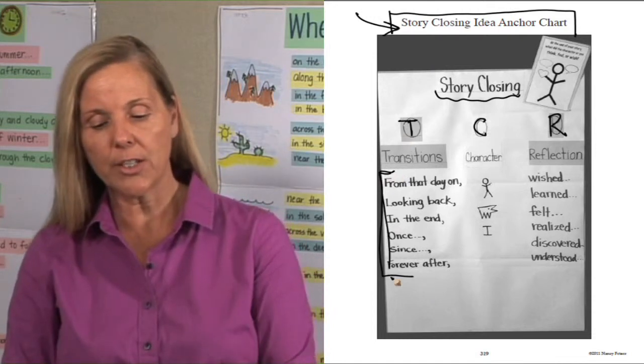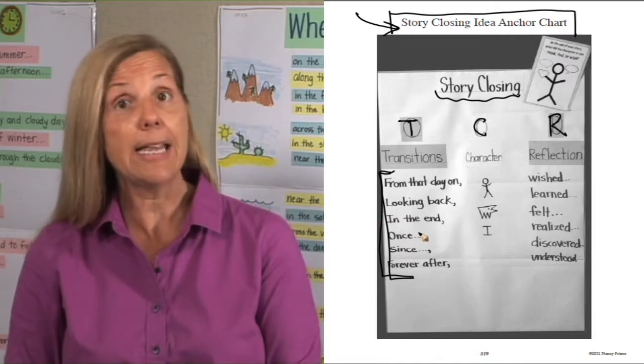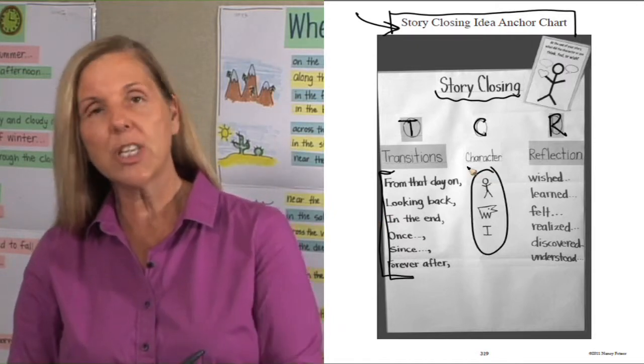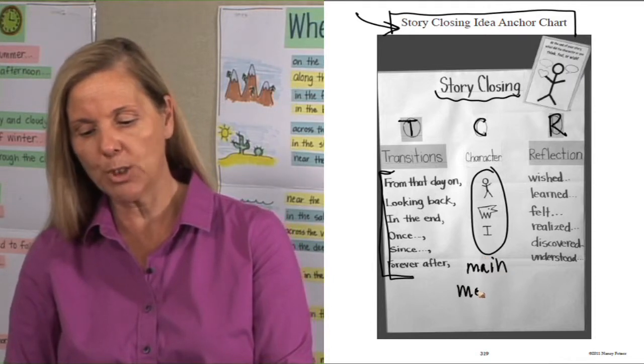Many transitions are listed here for children to choose. From that day on, looking back, in the end. Then they choose the character. Who was the main character? Who was this story mostly about?